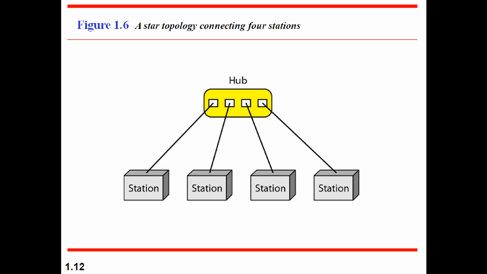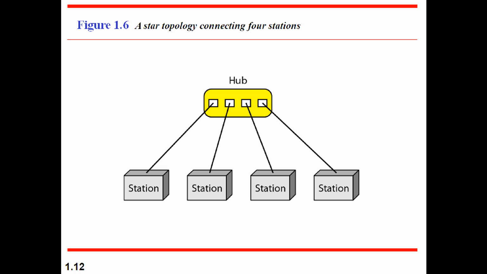Now let us see the star topology. In a star topology, each device has a dedicated point-to-point link only to a central controller, usually called a hub. The devices are not directly linked to one another, unlike a mesh topology. A star topology doesn't allow direct traffic between two devices. The controller acts as an exchange. If one device wants to send data to another, it sends the data to the controller, which then relays the data to the other connected device.